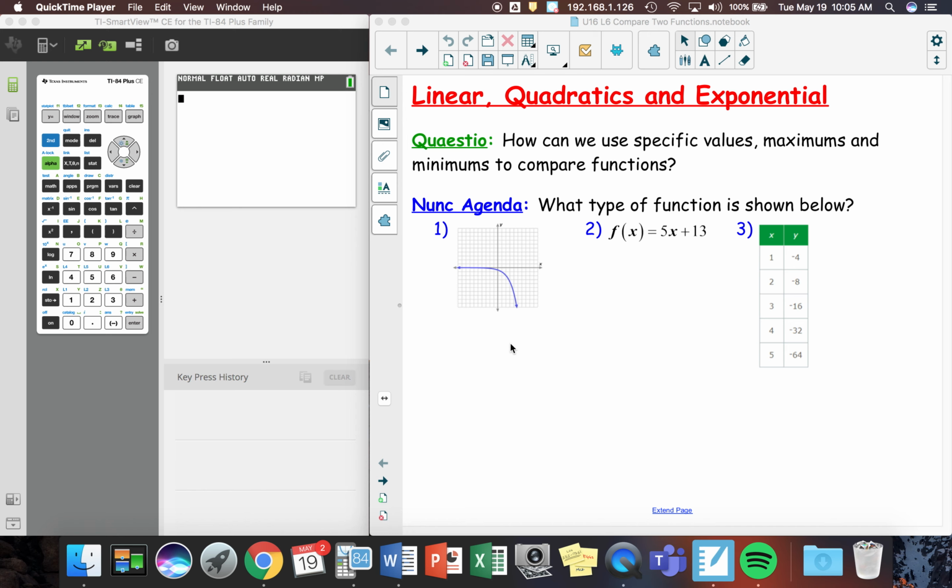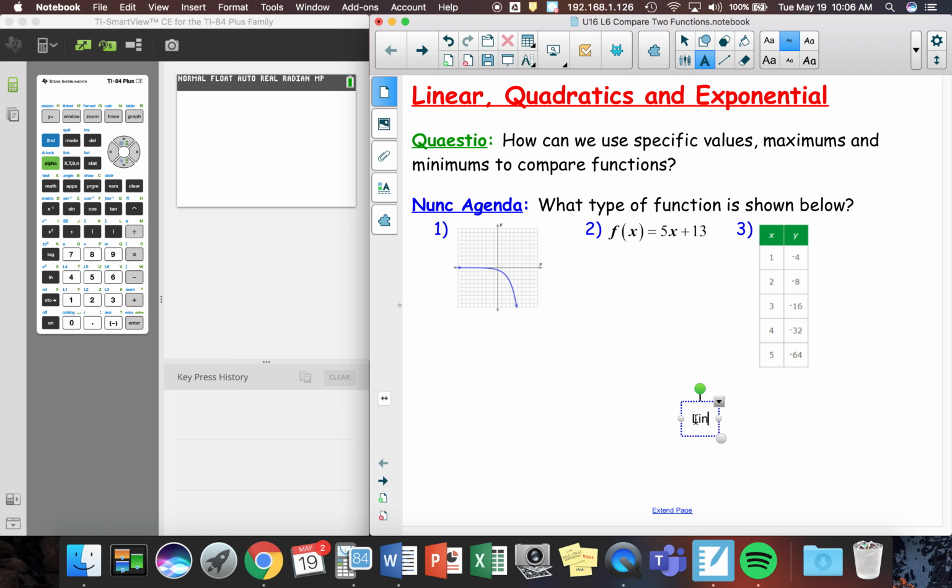Hey guys, today we're going to work on comparing two functions. So for the agenda, we have three different problems here. It says what type of function is shown below. Whenever we're talking about functions, we have three different types of functions. We have linear, we have quadratic, and we have exponential. So let's see which one each one of these are.